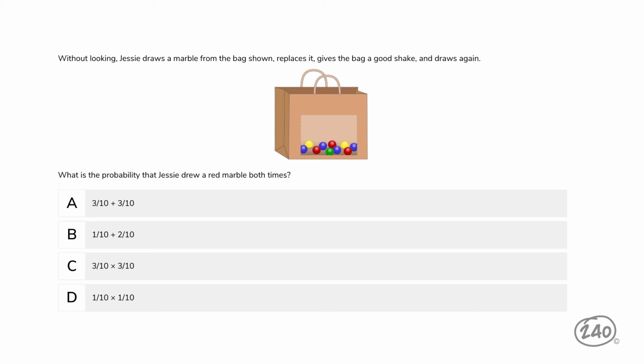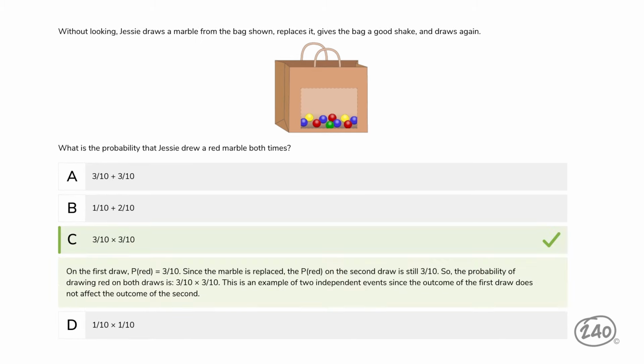On the first draw, the probability of drawing a red marble is 3 out of 10. Since the marble is replaced, the probability of drawing a red marble on the second draw is still 3 out of 10. So the probability of drawing red on both draws is 3 over 10 times 3 over 10.